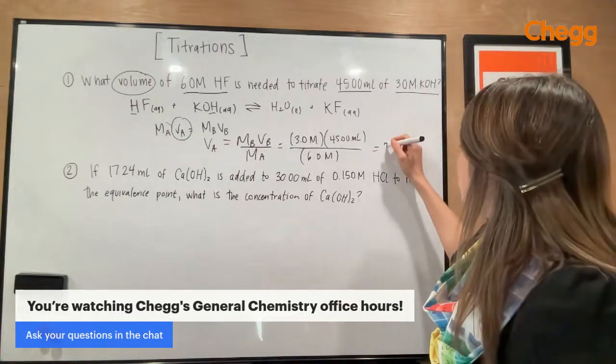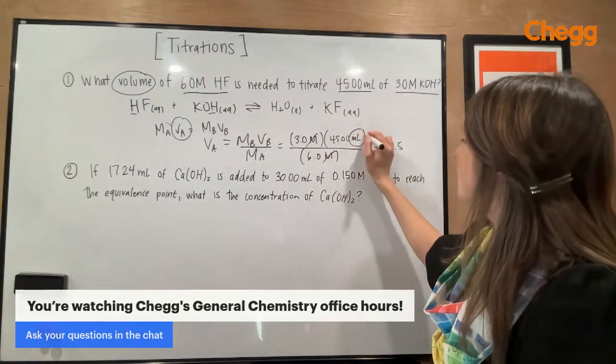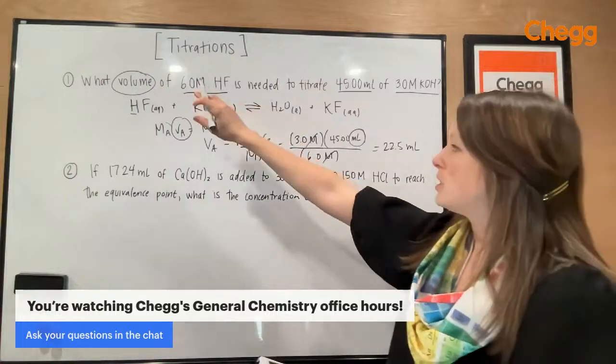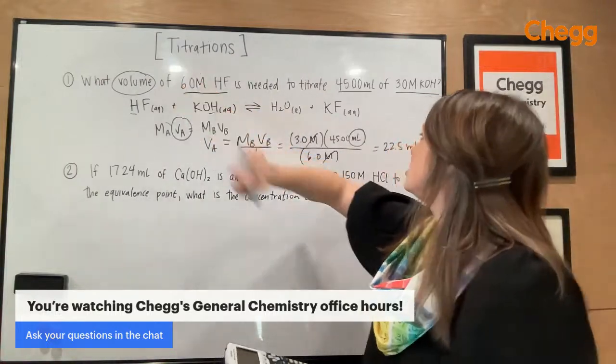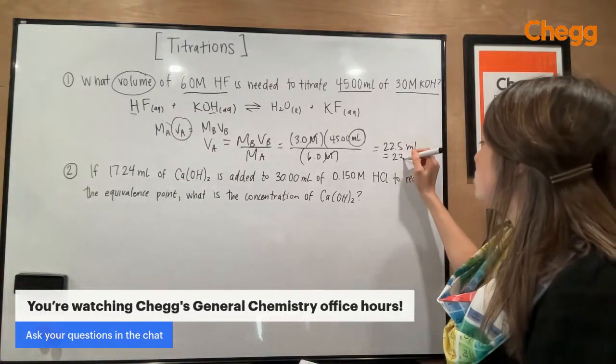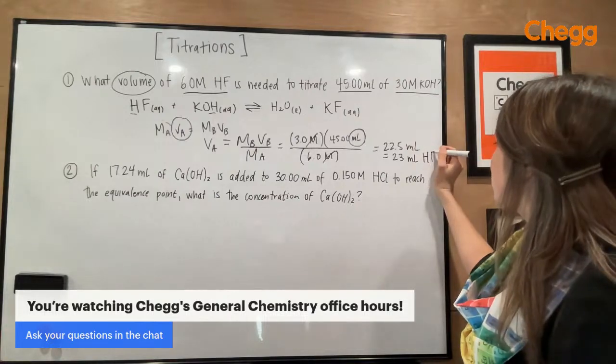All right, so that gives me a volume of 22.5. Again, molarity cancels out. That's going to be 22.5 milliliters is my answer. Let's double check for sig figs. My initial concentration only has 2. So therefore, my final answer will need to have 2 sig figs to match that. So that would be 23 milliliters of hydrofluoric acid.